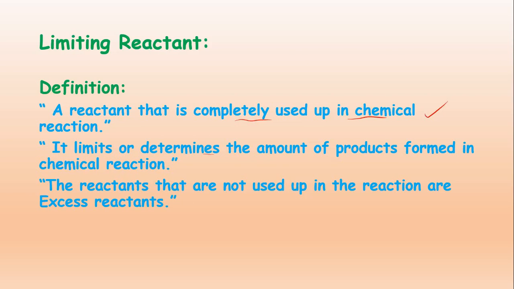Then the last point: the reactants that are not used up in the chemical reaction, meaning they are remaining, are called the excess reactant. There are two types of reactant in a chemical reaction. When they react with one another, they form a product. One is the limiting reactant, which is completely consumed initially, and the second one, which is remaining, is called the excess reactant.